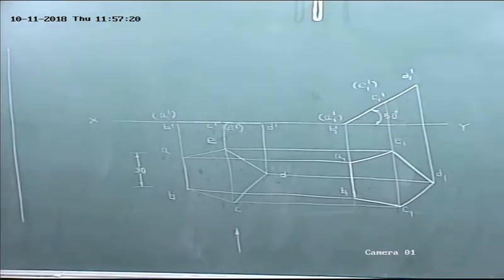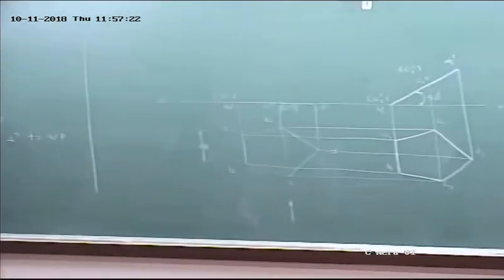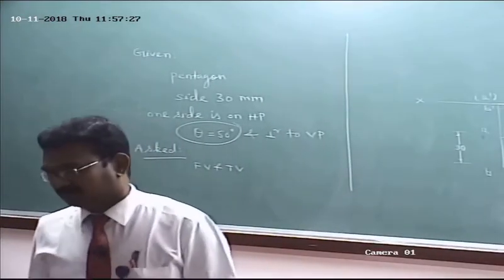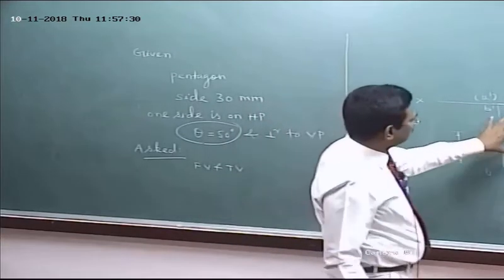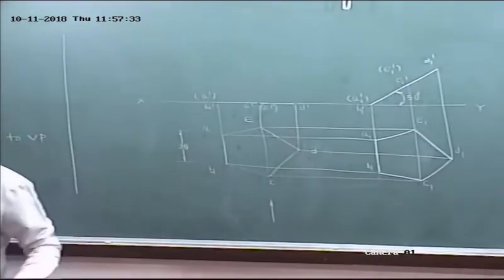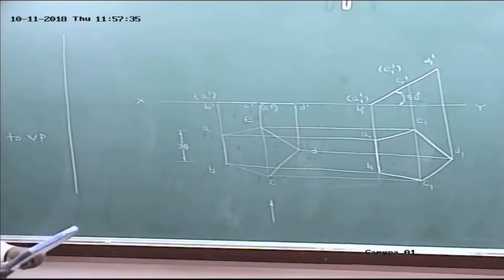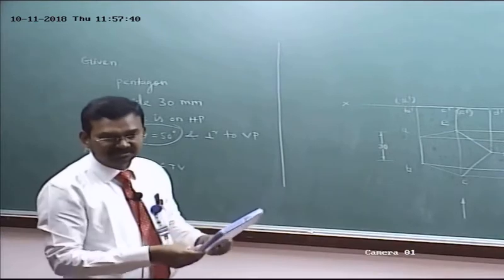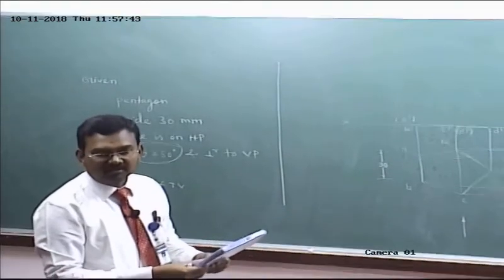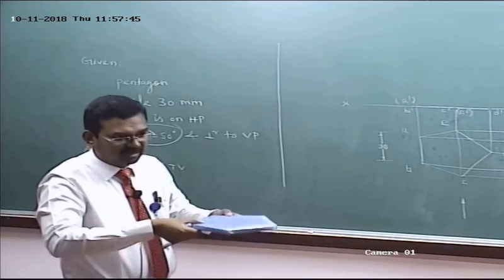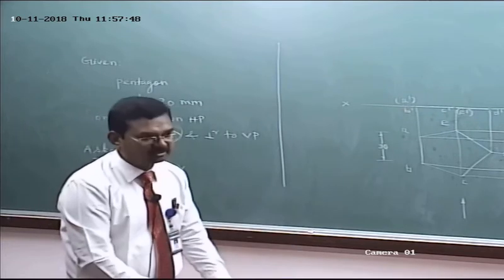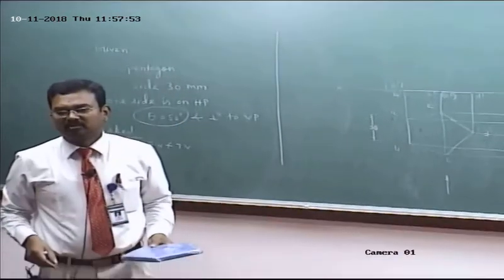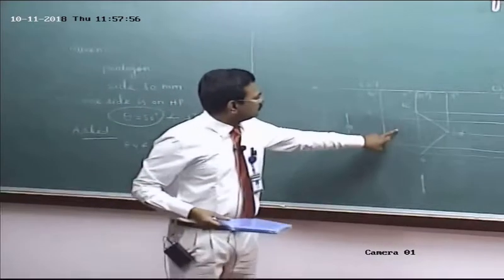So when the plane surface is kept inclined to HP and perpendicular to VP, the solution is obtained in two steps. In step 1, assume that the plane surface is parallel to HP, placed on HP, perpendicular to VP, although the plane surface is actually inclined at an angle of 50 degrees to HP. For this assumption, you have to draw the top view and front view. Do you have any doubt?